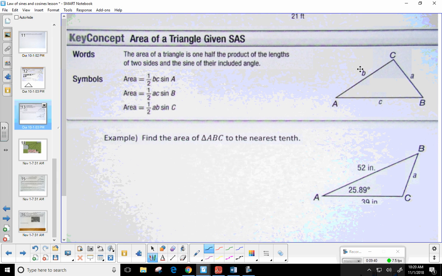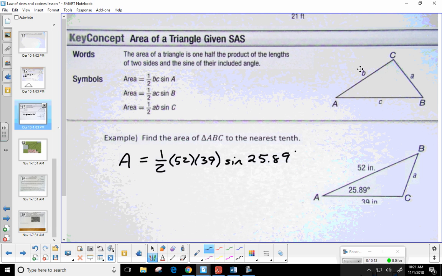Let's go ahead and try to find the area of ABC. Okay, so the area would be 1/2 times the product of the two sides. I've got a 52. I've got a 39. And then we're going to be taking the sine of 25.89 degrees. Personally, I like this formula because it has a lot of SAS.